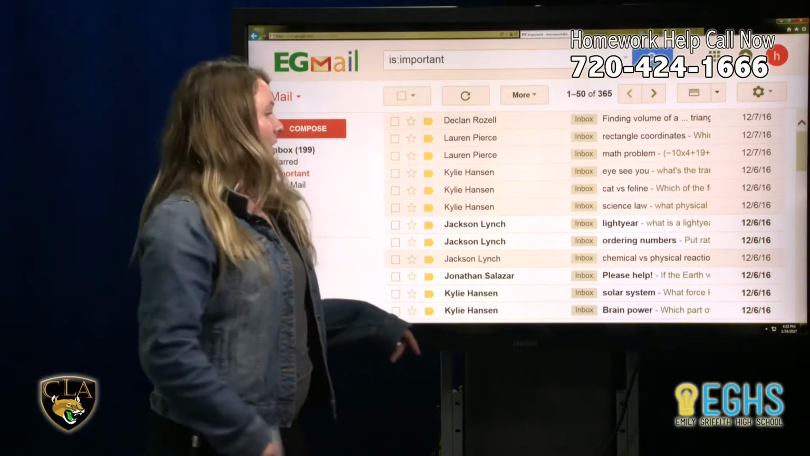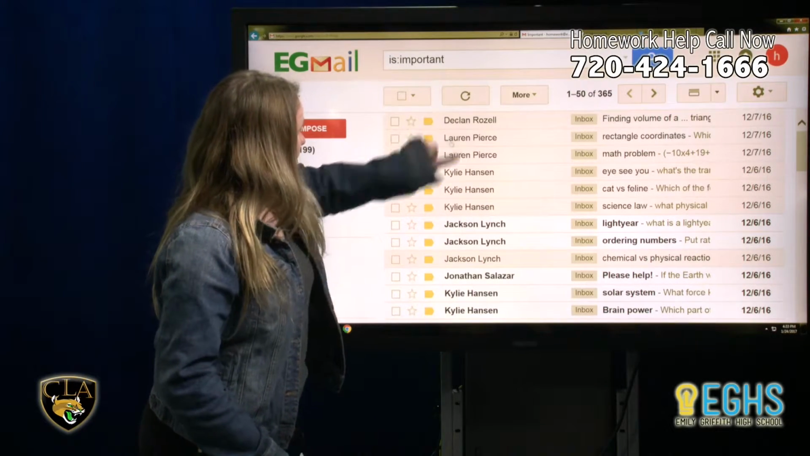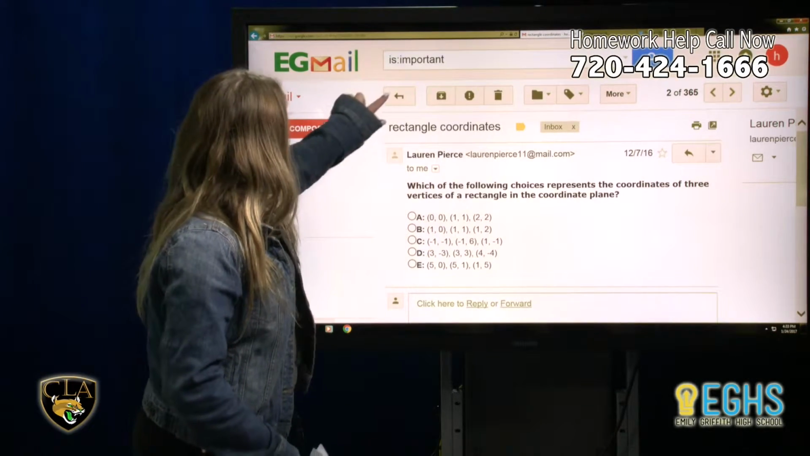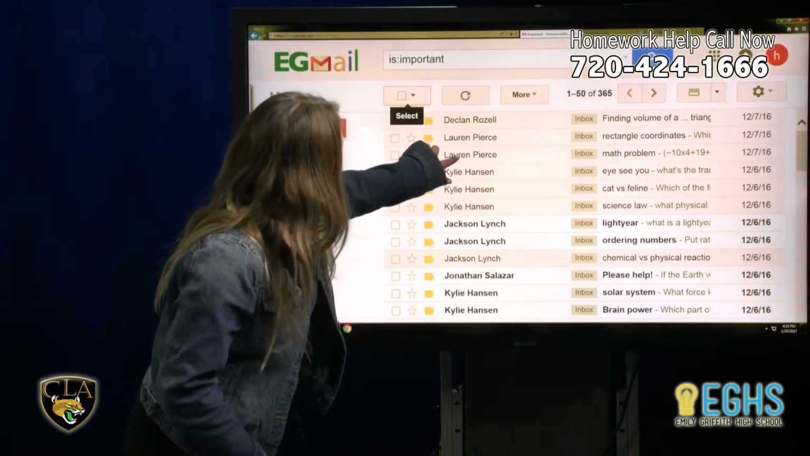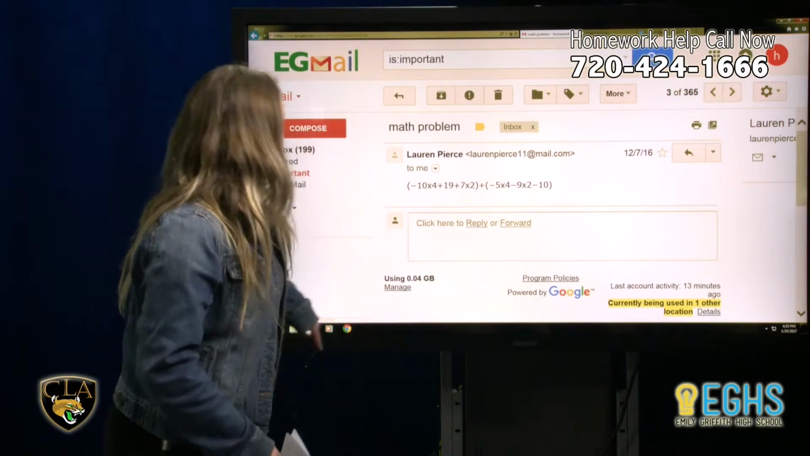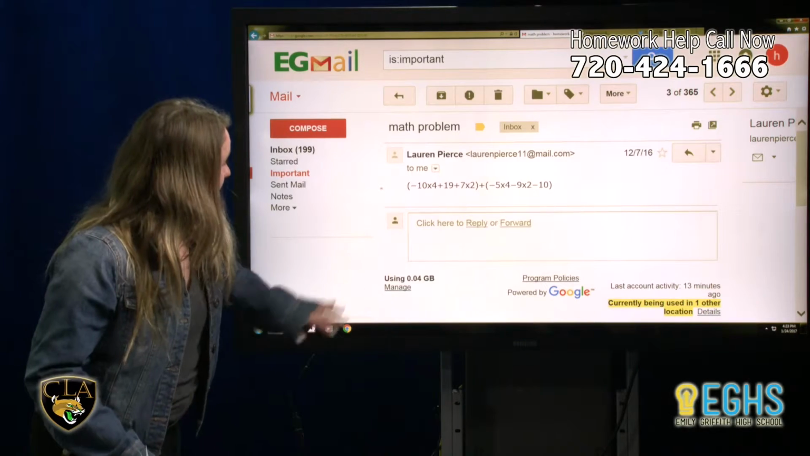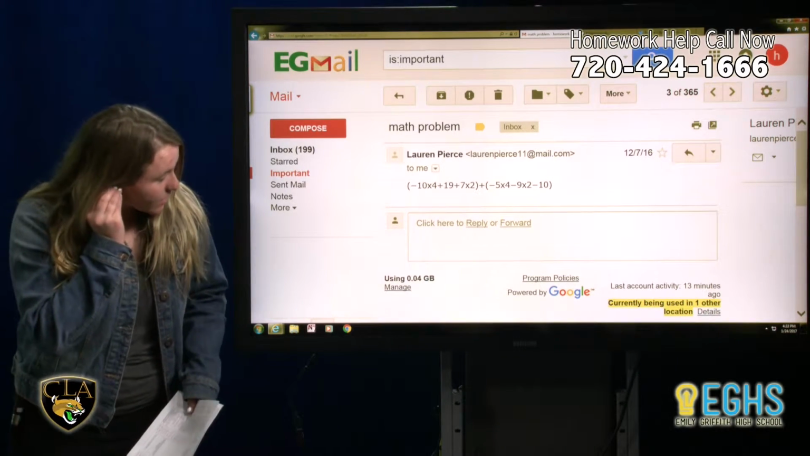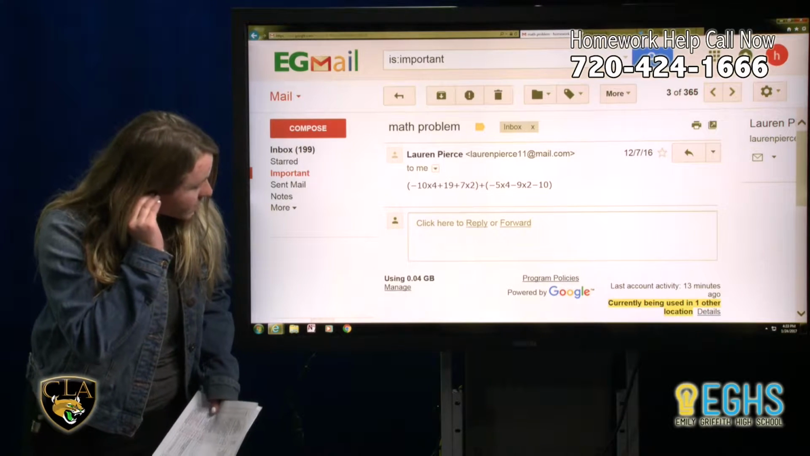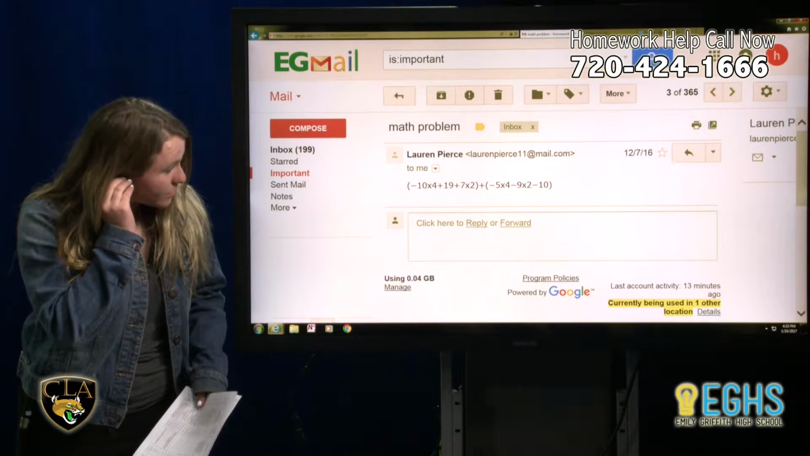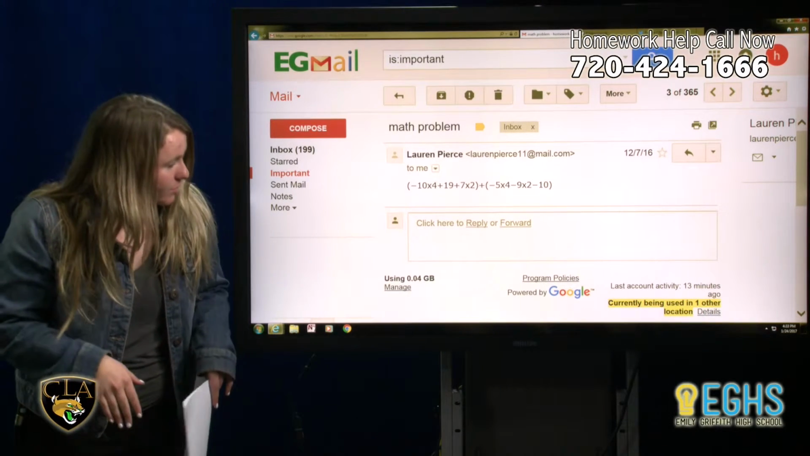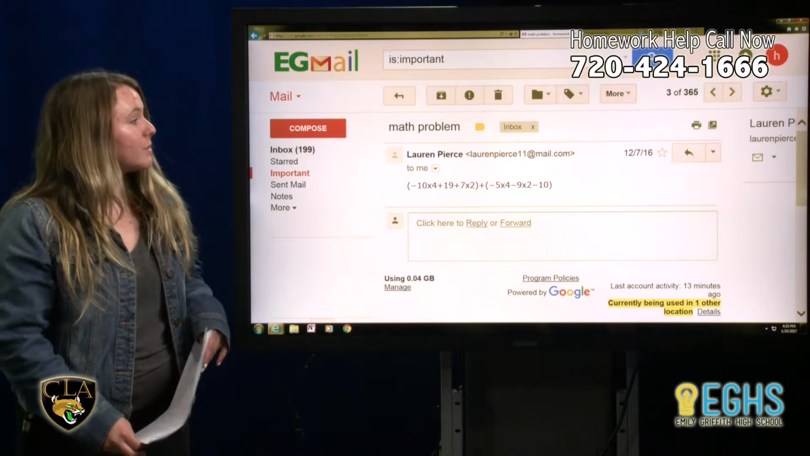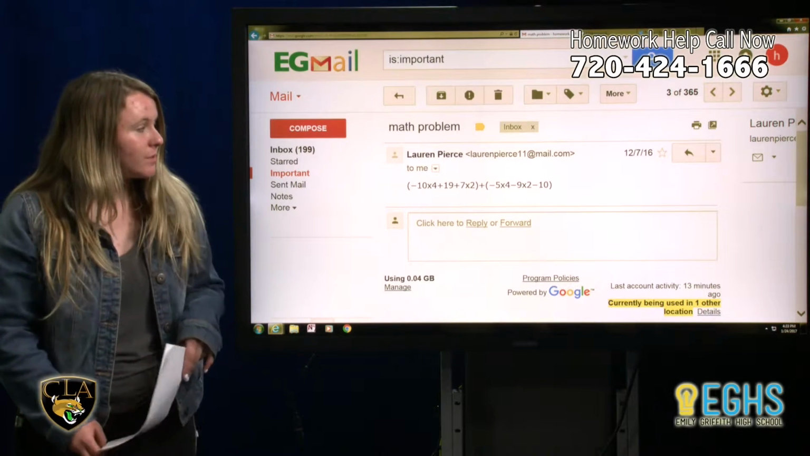All right, we're going to start with a math question. Let's not do that one. Let's do this one. So this is an algebra question. Here we go. It's an equation. 10 times 4 plus 19 plus 7 times 2, all in brackets, plus negative 5 times 4 minus 9 times 2 minus 10. What does that equal?